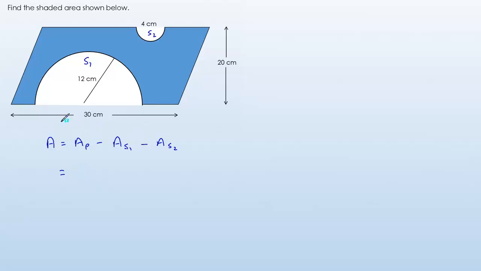Now for a parallelogram it's just base times height, so that's 30 times 20. Note that this is the diameter, so the radius of this one is 2.